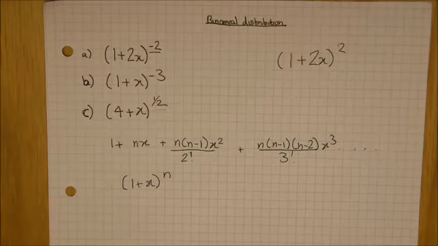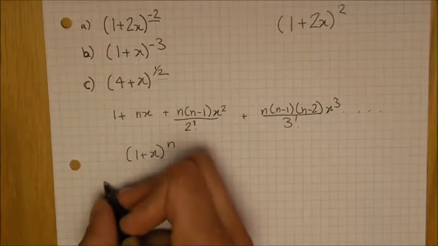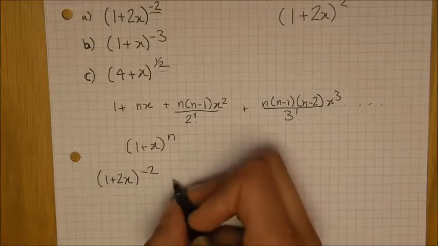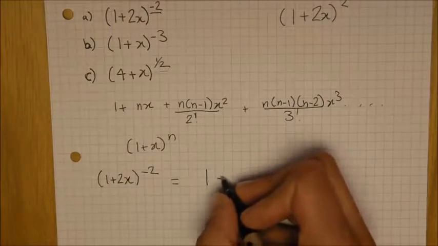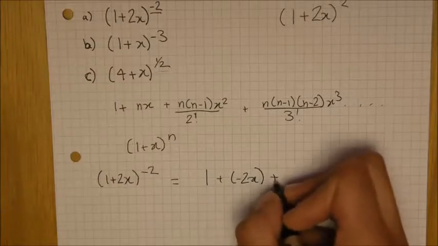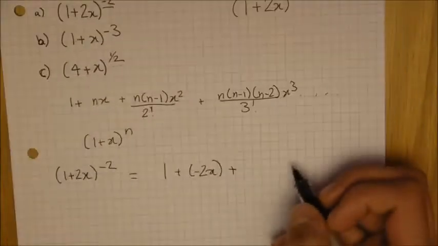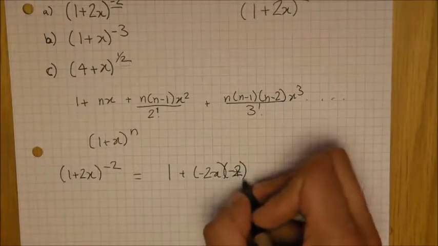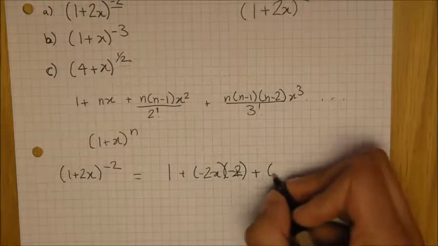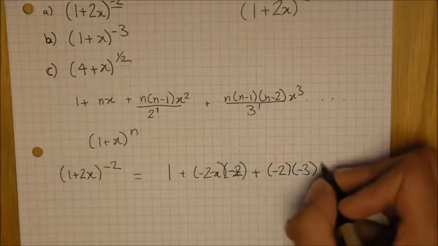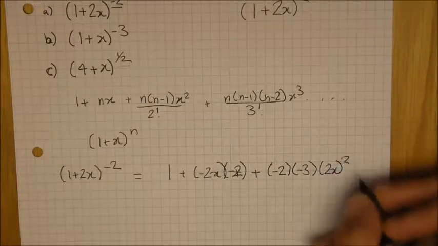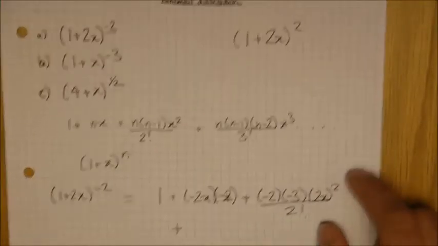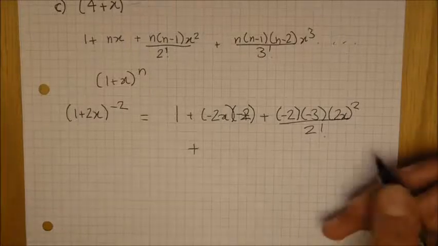So if we take question A and see what we can do. Right, so 1 plus 2x to the minus 2. We can substitute some values in. So it's 1 plus minus 2x plus n. Now remember, n is our power, and our power to start with is minus 2. So really what this should have been is minus 2x times minus 2 plus minus 2 minus 3, 2x squared over 2 factorial plus, excuse the fact that I cannot fit everything on one line. I appreciate that's annoying, but bear with me.